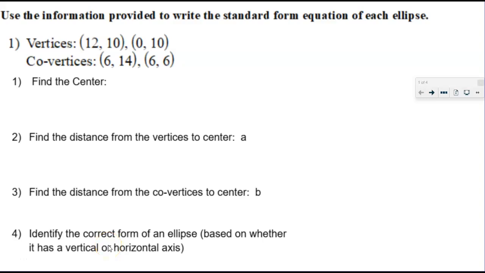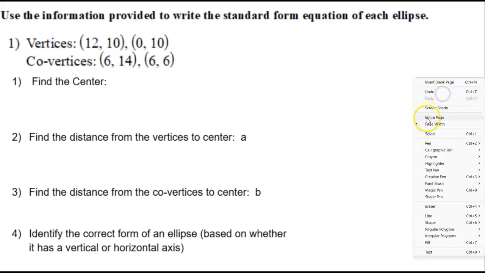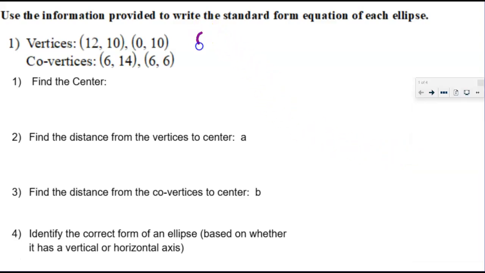Okay guys, so we are going to be looking at trying to find the equation of an ellipse given information, like in this case we're looking at vertices and co-vertices. So the first thing that we're going to have to do is find out what the center is. The way we can find the center is to take the x values and find the midpoint, and also do the same for the y values.